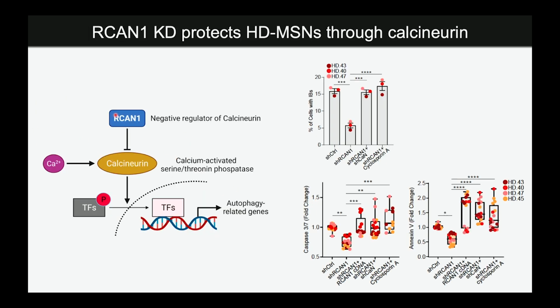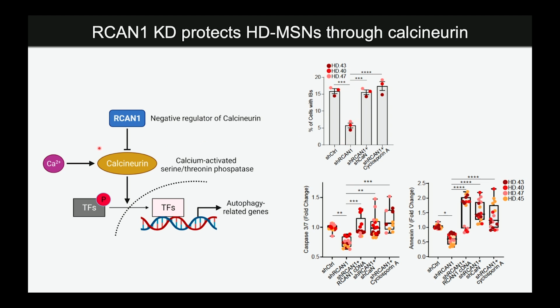RCAN1 is known as a negative regulator of calcineurin. Calcineurin itself is a very important gene. It's a calcium-activated phosphatase, and what it tends to do is remove phosphorylation from transcription factors, and then promote nuclear localization of transcription factors. What was really interesting was that if you knock down RCAN1, we reduce the amount of inclusion bodies.